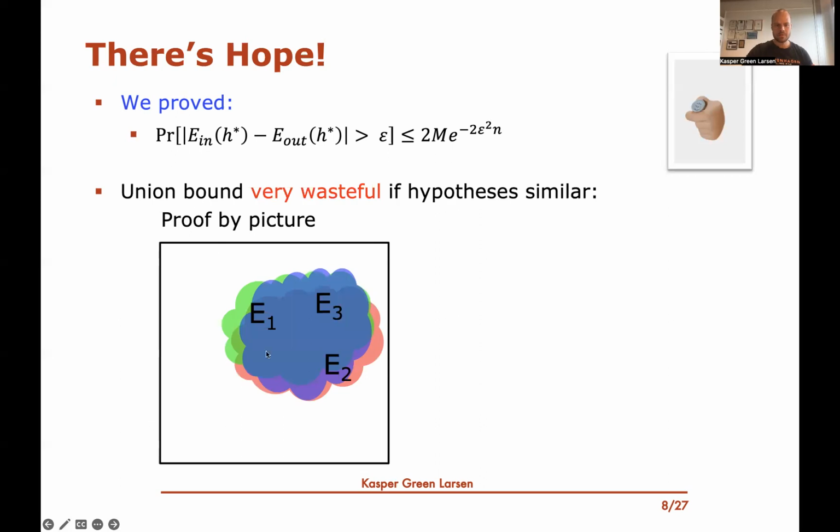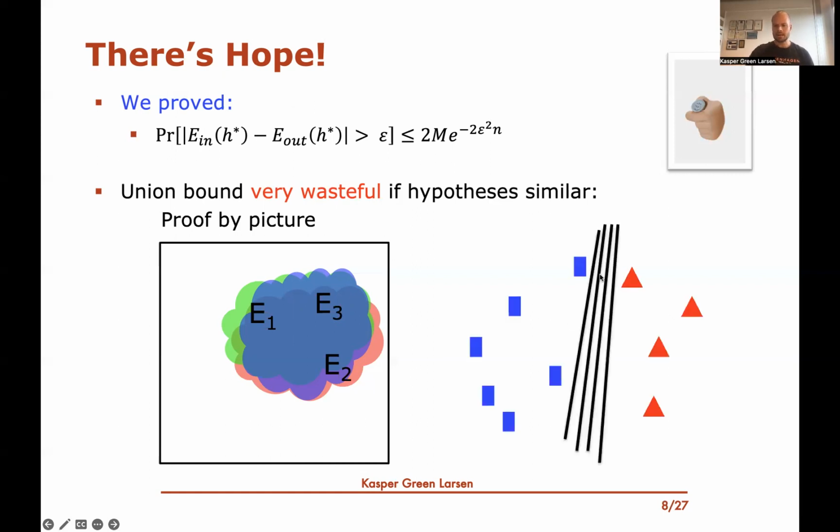So for instance, if we think of each of these events, E1, E2, and E3, let's say E1 is the event that the first hypothesis in the hypothesis set has a far apart in-sample error and out-of-sample error. E2 is the event that the second hypothesis has a far apart in-sample error and out-of-sample error. Maybe E3 is the event that the third hypothesis has a far apart in-sample error and out-of-sample error. And then maybe it could look like this, that basically whenever one of them happens, they all happen.